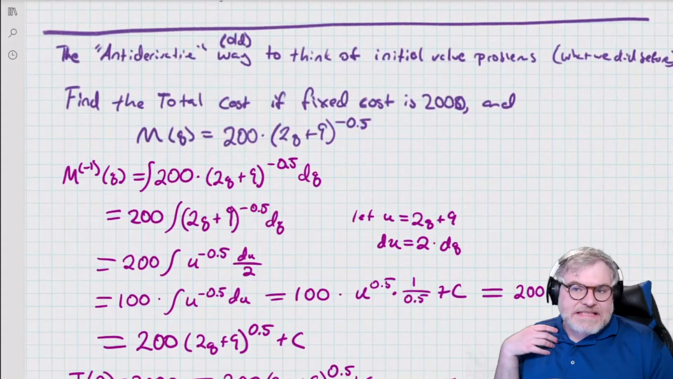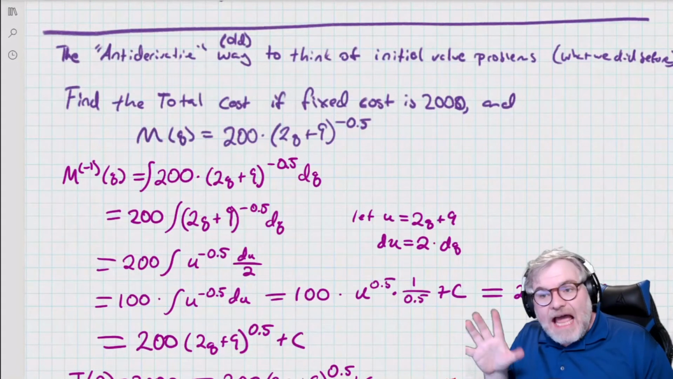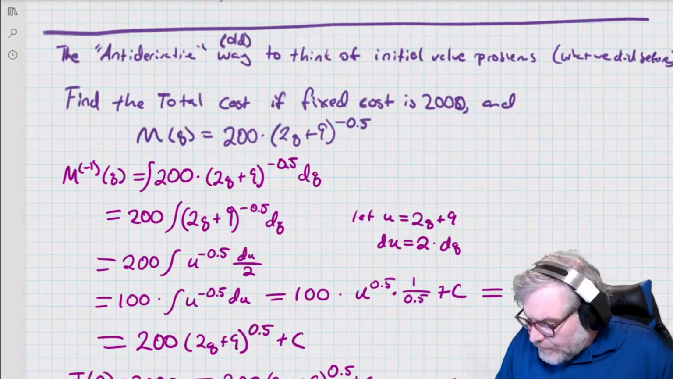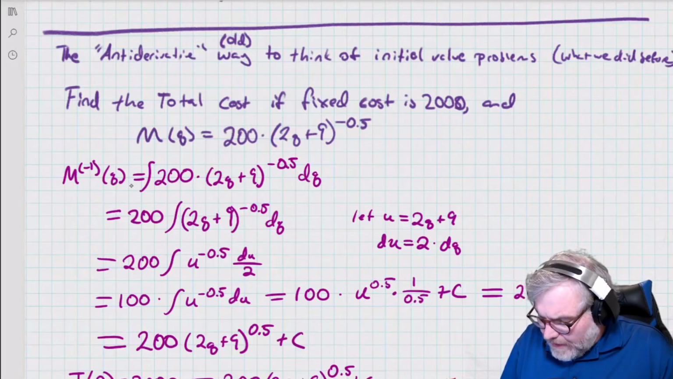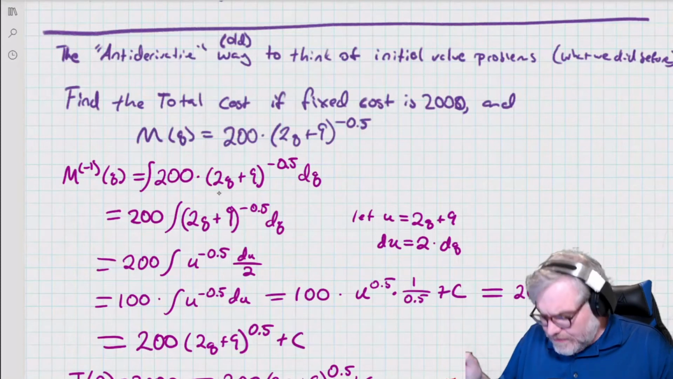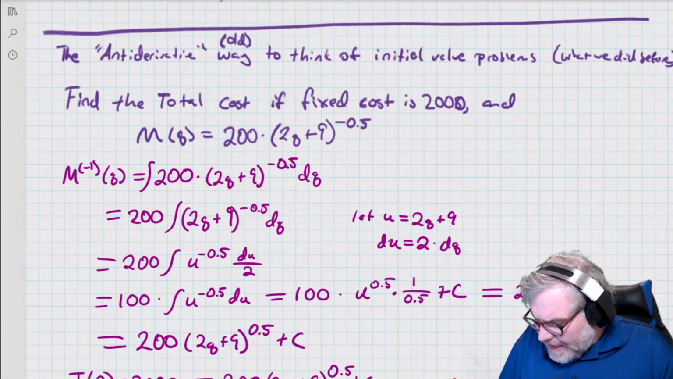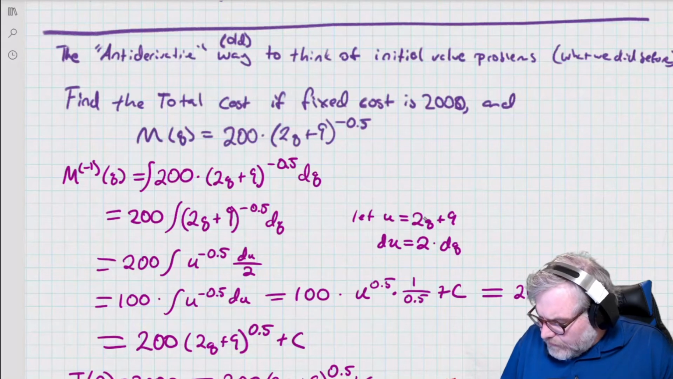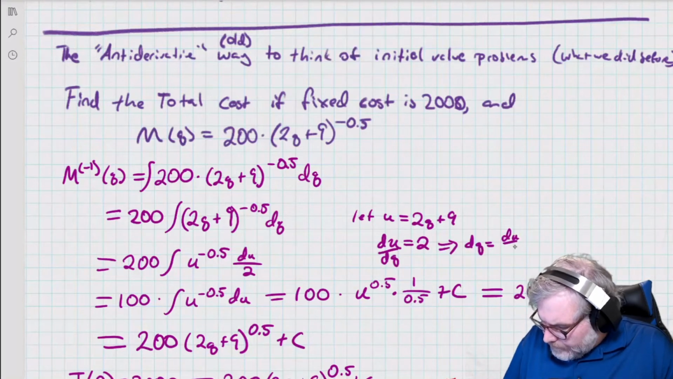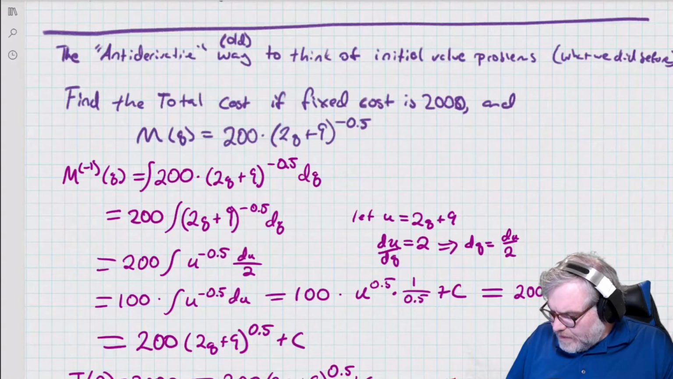Now, because this particular problem has a clean antiderivative, I can do it the antiderivative way. If I want to find the total cost, if the fixed cost is 2,000 and the marginal cost is equal to this, what I'm going to do is take the antiderivative. I'm going to pull out that 200. It's just ugly. And I'm going to do the antiderivative here of (2q plus 9) to the negative 0.5. I'm going to let u equal 2q plus 9. That means that du over dq equals 2, which means that dq equals du over 2.